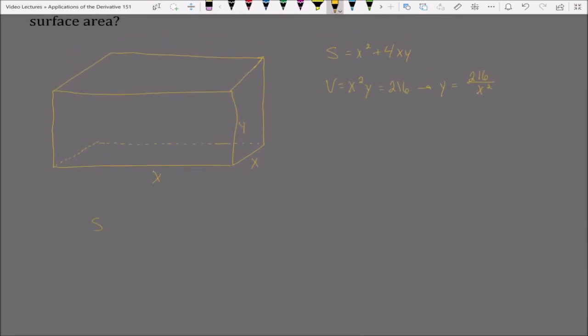So we can write surface area strictly as a function of x as x squared plus 4x times 216 over x squared. So x squared plus 864 over x. Now, feasible domain, obviously x can't be 0 or less. However, x could in theory grow infinitely large.